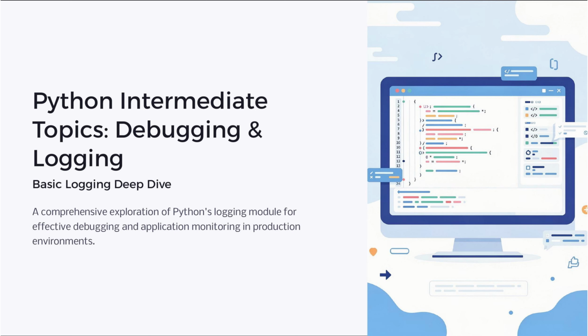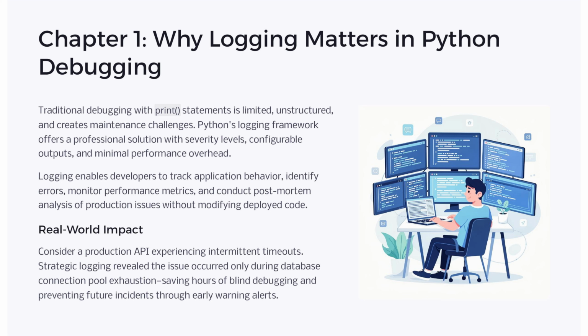Python's logging module is essential for debugging and monitoring applications in production. It provides structured logging with severity levels, configurable outputs, and minimal performance impact. This allows developers to track application behavior, identify errors, and conduct post-mortem analysis efficiently, enhancing the reliability and maintainability of software systems. Traditional debugging with print is limited and unstructured.